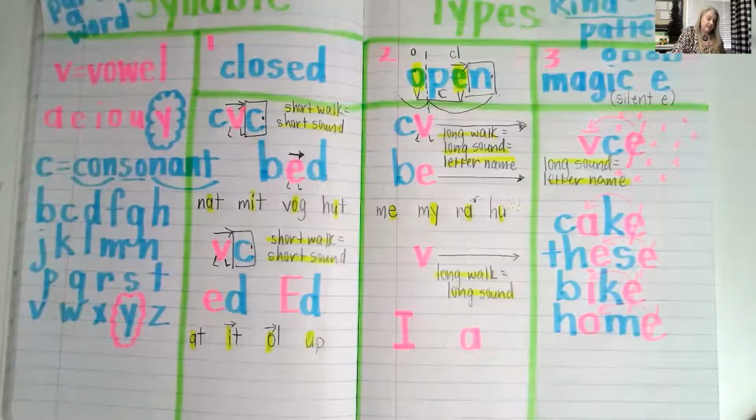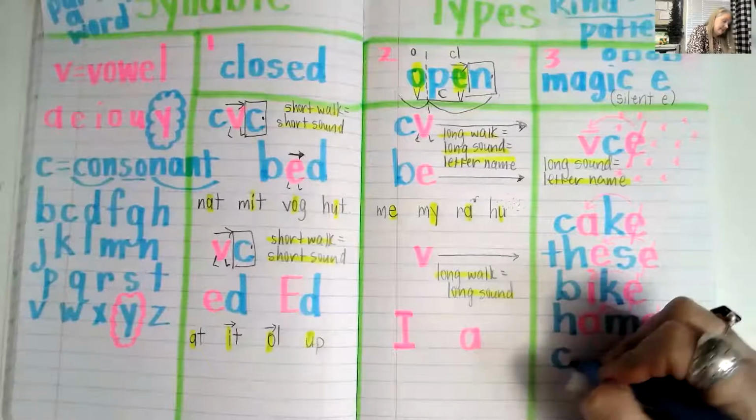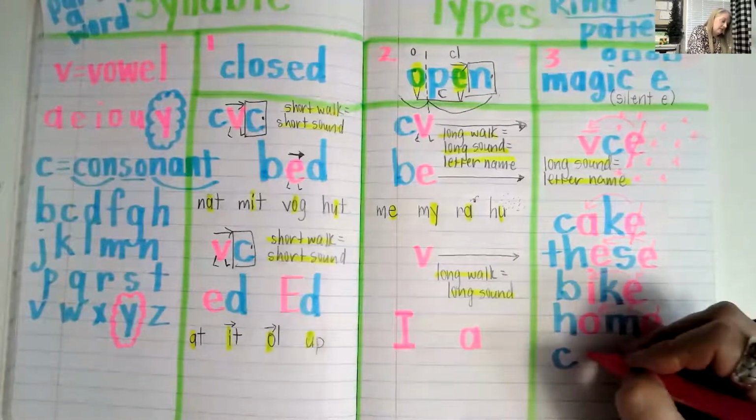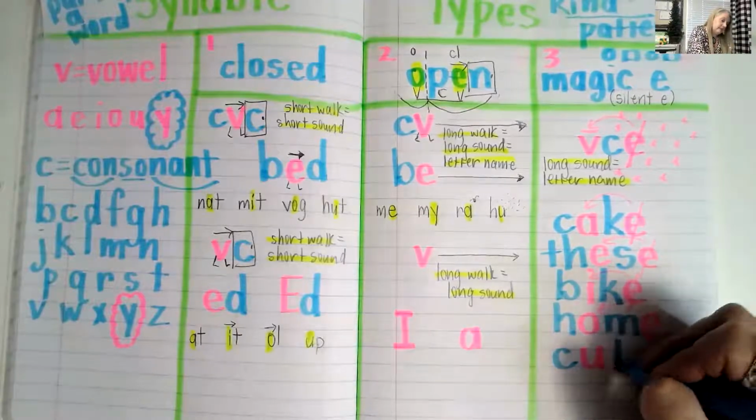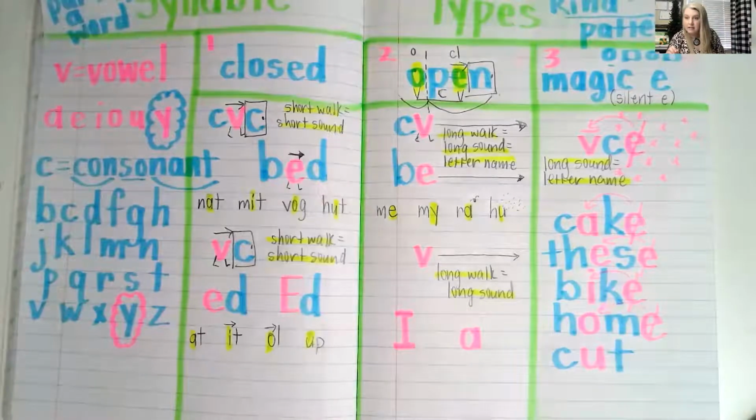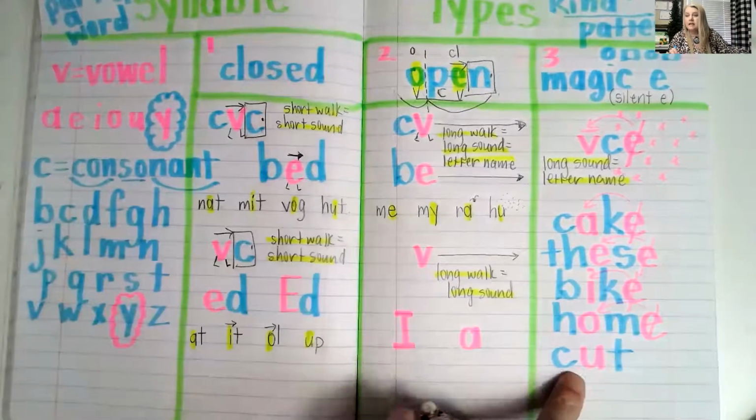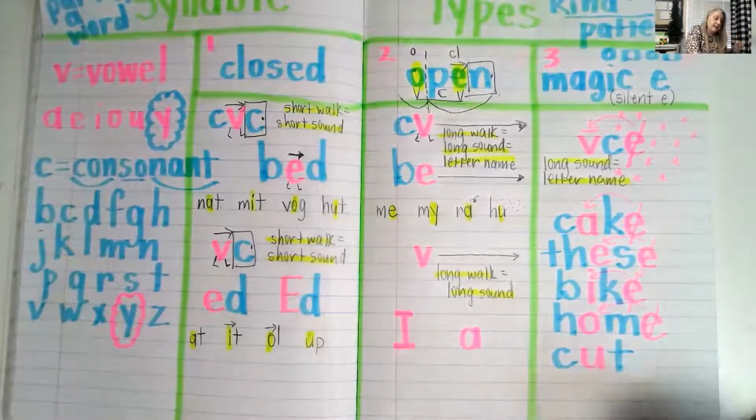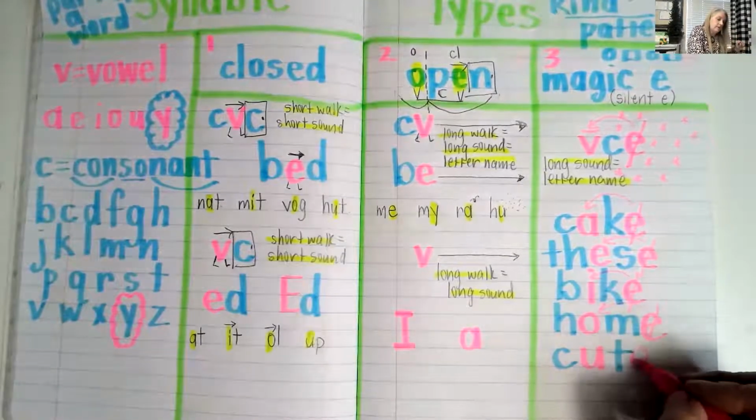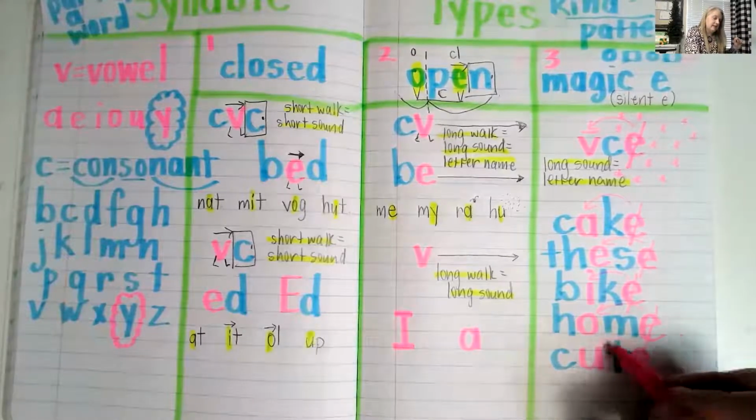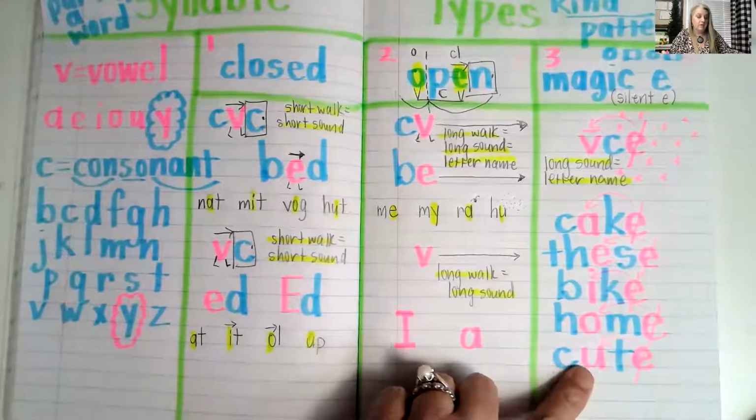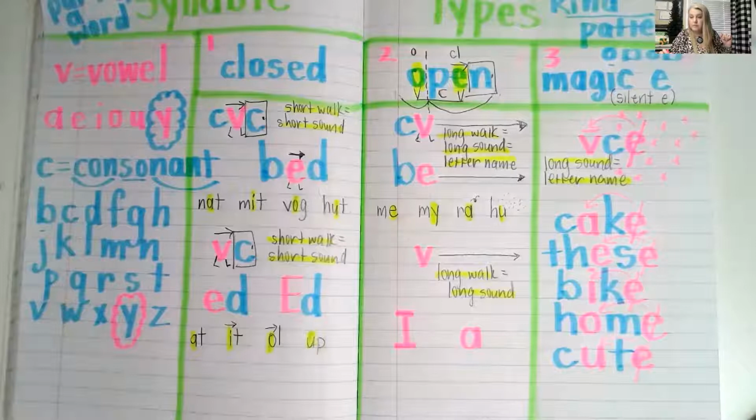Last one I have is C, U, T. Ooh, what does that say? There's no E on it. That's the closed pattern. It says cut. Let's make it say U with a magic E. So it's silent. Lets it say U, and it says cute, cute.